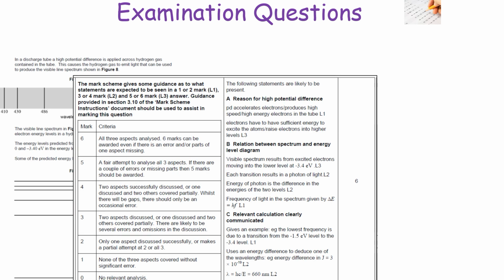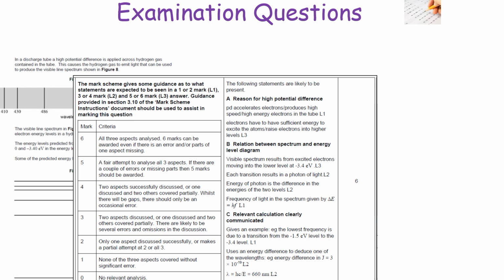Right, so what you should be doing for these types of questions is answering every single bullet point one by one. So why do you need a high potential difference in the tube? Well, the high potential difference will accelerate electrons, so when they collide with the atoms in the tube, the atoms will be excited, so the electrons inside the atoms of the tube are going to go to higher energy levels.